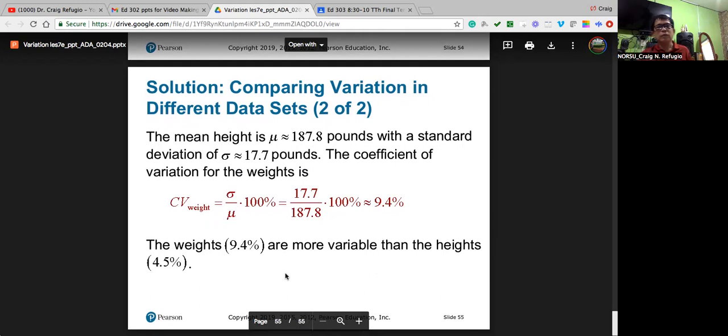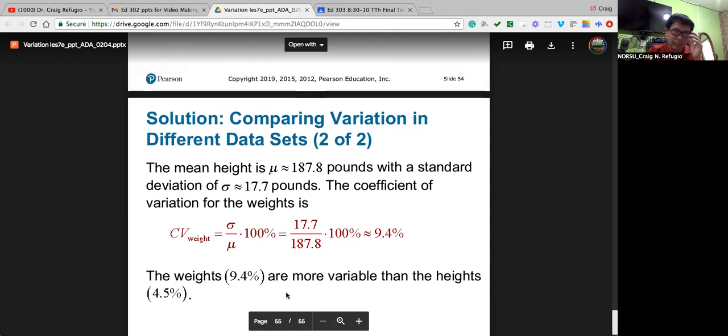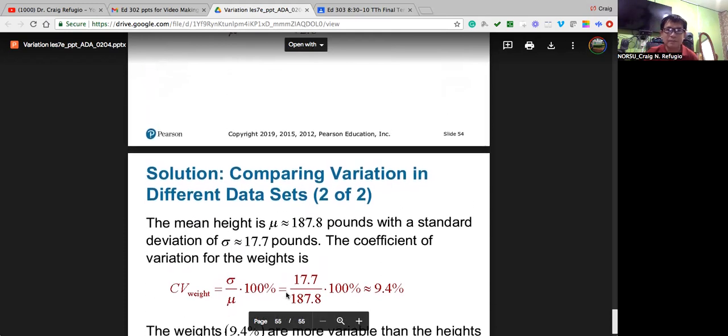So the greater the value of the CV, the greater the variability. And the smaller the value of the CV, the smaller the variability. If there is greater variability, the values are far from each other, or more heterogeneous. If there is lesser variability, the values are close to each other, or somewhat homogeneous. So take note of the computation of CV.